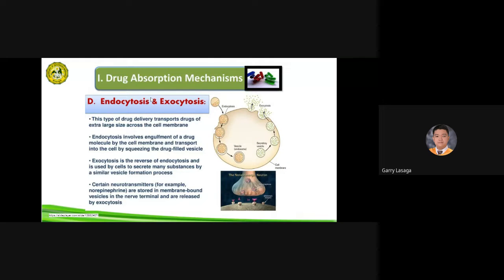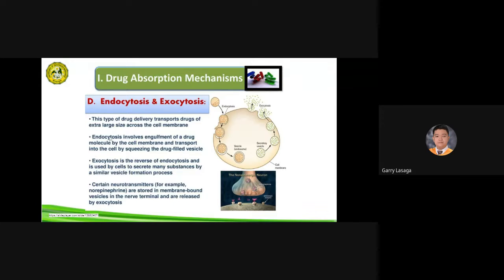So under active transport, we have endocytosis and exocytosis. This type of drug delivery transports drugs of extra large size across the cell membrane. This is also known as bulk transport, because this type of membrane transport will facilitate the delivery of molecules that are larger, extra large in size.